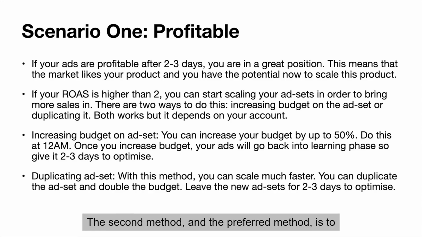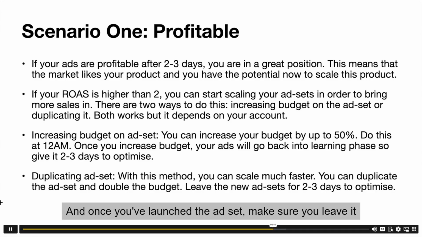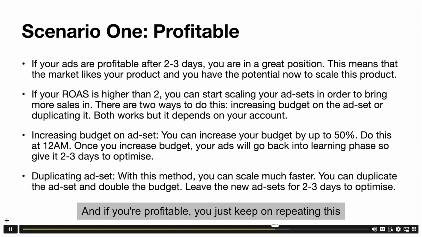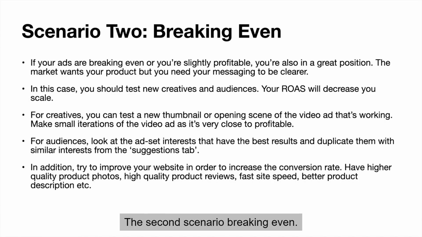The second method and the preferred method is to duplicate the ad set. With this method, you can scale much faster. You can duplicate the ad set and double the budget. So you can go from $10 per ad set to $20 per ad set. And once you've launched the ad set, make sure you leave it for 2 to 3 days to optimize once again. And if you're profitable, you just keep on repeating this process. The second scenario, breaking even.